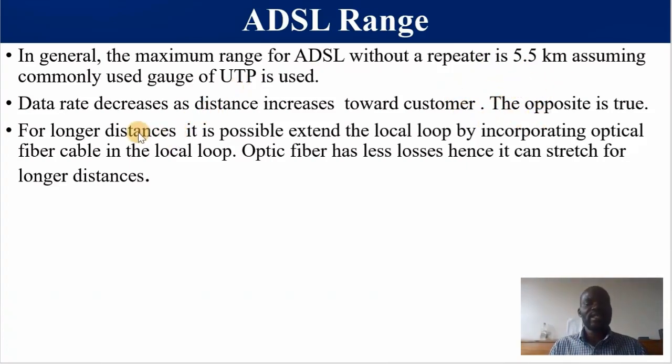To extend the range, we use a hybrid combination of optic fiber and copper. So we are saying it is possible to extend the local loop by incorporating optical fiber. And since optic fiber has less losses, it can cause the ADSL signal to exceed this range of 5.5 kilometers.